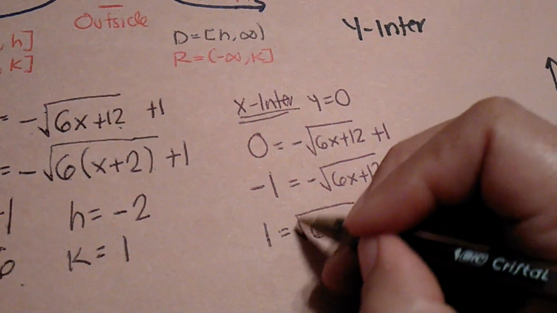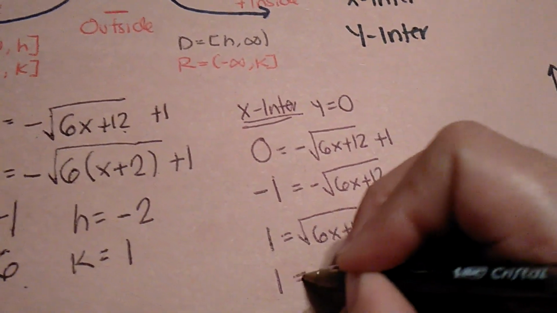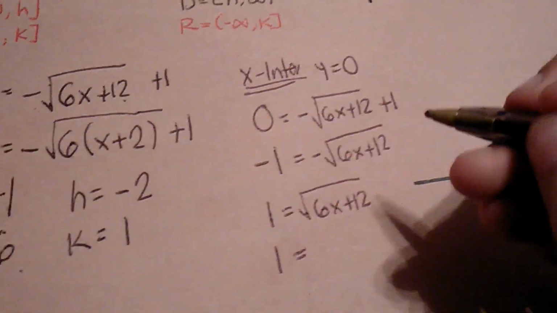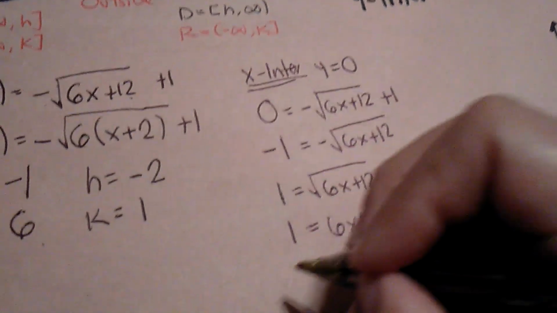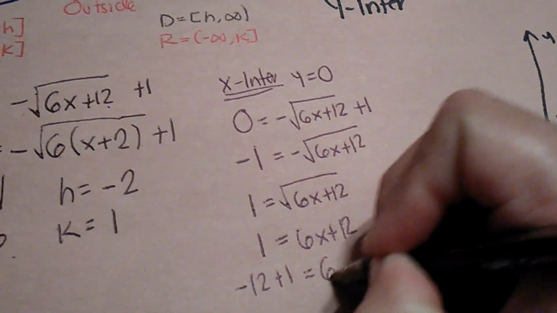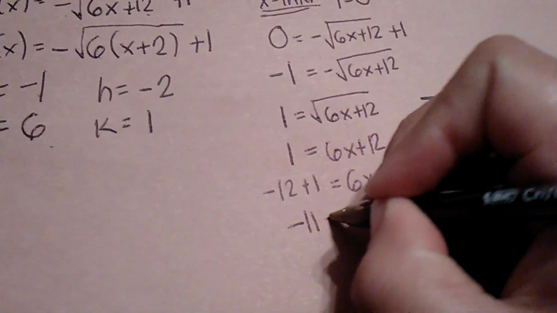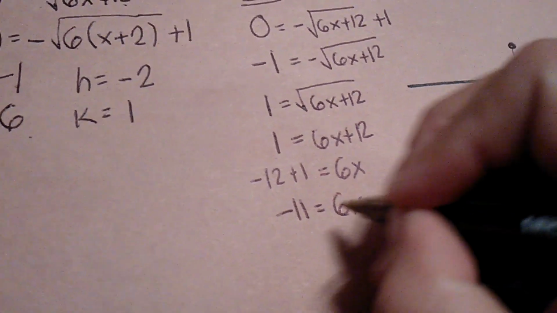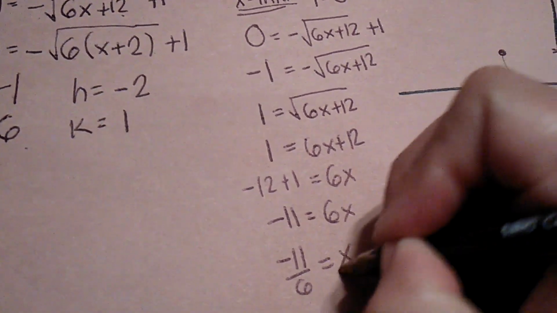The way to cancel the square root is to elevate this one to the second power, which in this case is going to be 1. 1 times 1 is 1 equals 6x plus 12. Then I move the 12. Minus 12 plus 1 equals 6x. And then it's minus 11 equals 6x. Minus 11 over 6 equals x.